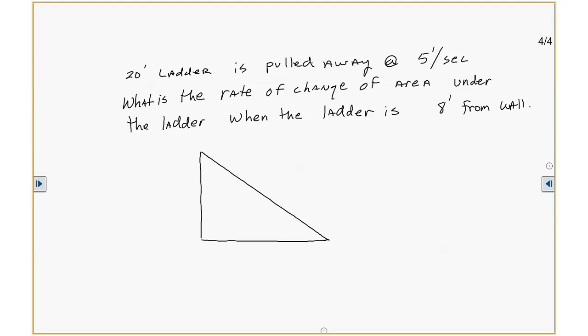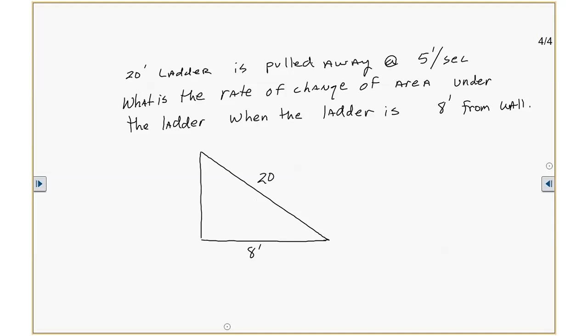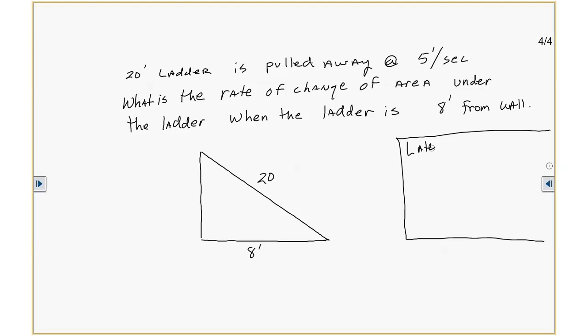So we know that the ladder is 20 foot. We know that 8 foot from the wall is right here. So we can go ahead and find at 8 foot what y is by using what? Pythagorean theorem. So then this is for later. So I'm just going to put for later.